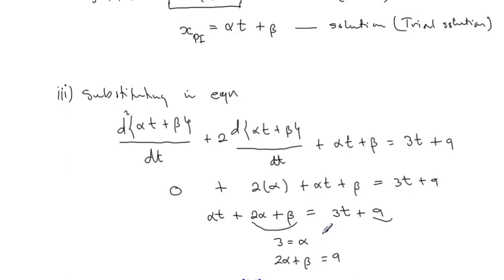I mean, if two quadratic expressions are equal, it means the corresponding coefficients are equal, meaning the coefficient to the power 2 is equal to the coefficient to the power 2 on the other side. The coefficient to the power 1 is equal to the coefficient to the power 1 on the other side, and so on. So getting this, already you've got an answer that alpha is equal to 3.